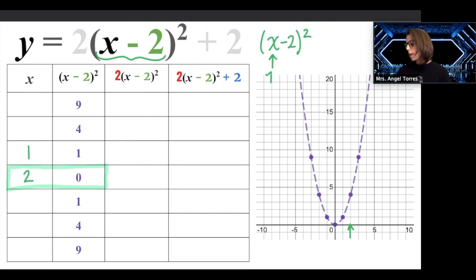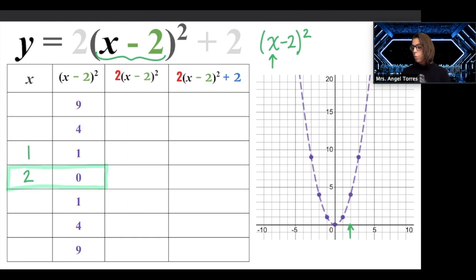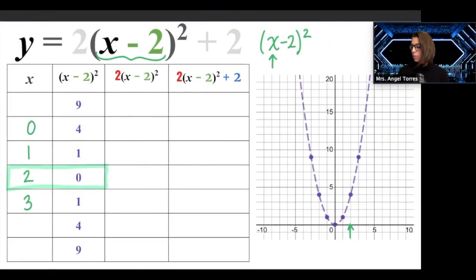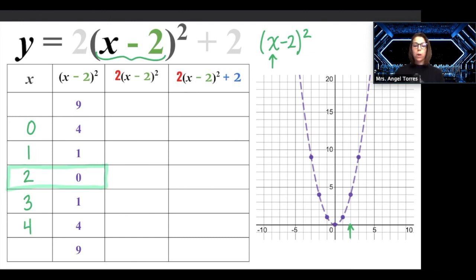If I were to plug in 1, 1 minus 2 is negative 1, and negative 1 squared is an output of 1. So that works. On the other side, 1 more than the vertex would be 3. Let's check that really quick. 3 minus 2 is 1, and 1 squared is also an output of 1. 1 less than that would be 0, because 0 minus 2 would be negative 2, and negative 2 squared would give us an output of 4. And 1 more than 3 would be 4. 4 minus 2 is 2 squared, which is also 4.